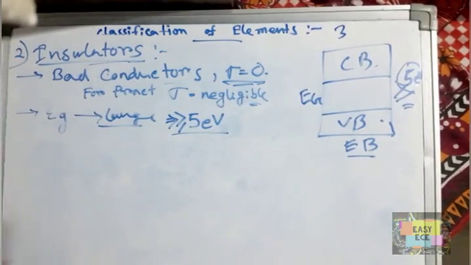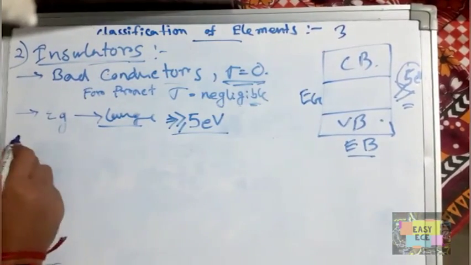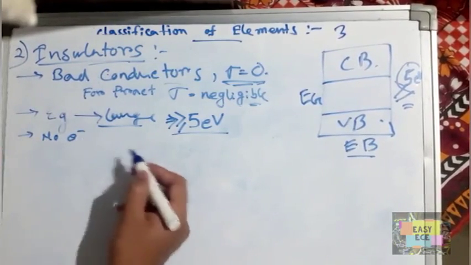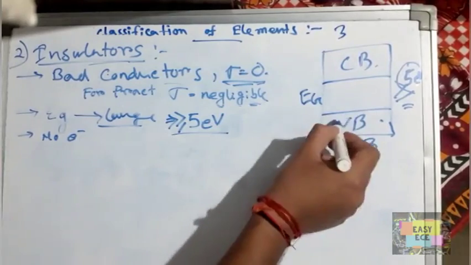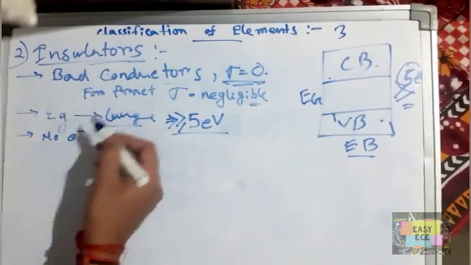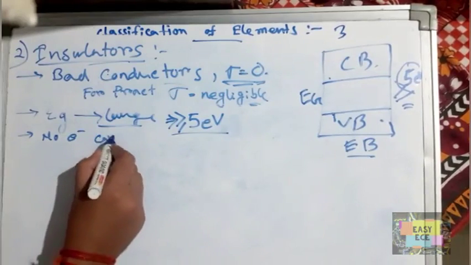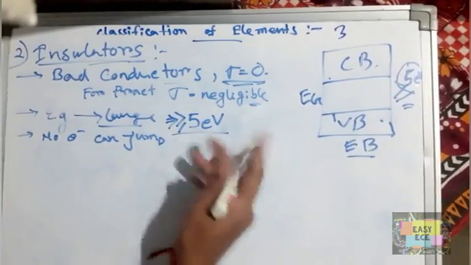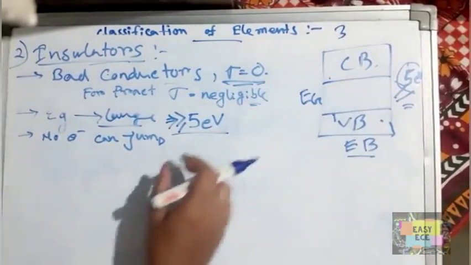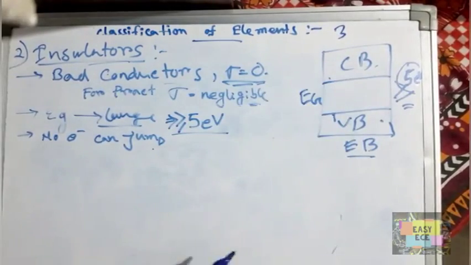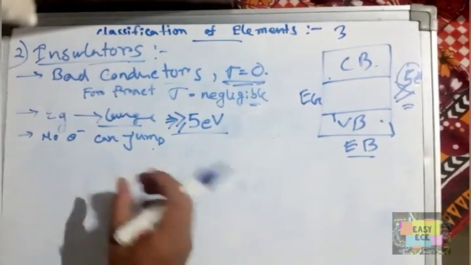Now the third point: no electron can jump from the valence band to the conduction band. So no electron can jump in an insulator. As we know that the gap is very high, no electron can jump from valence band to conduction band.